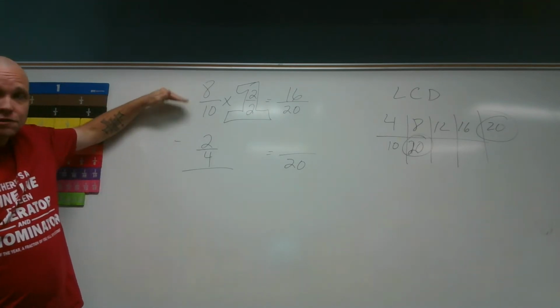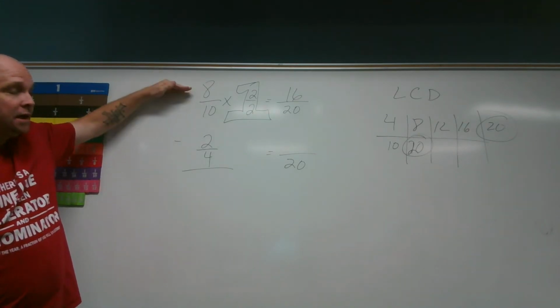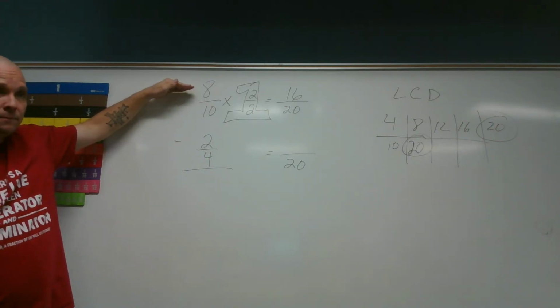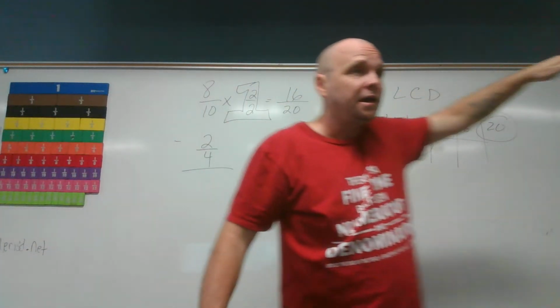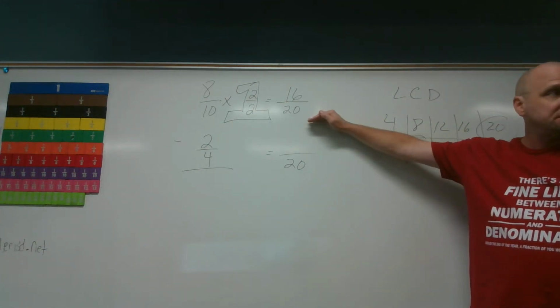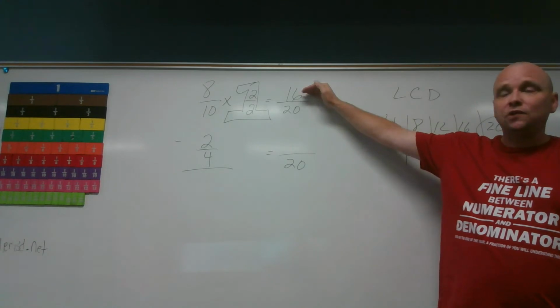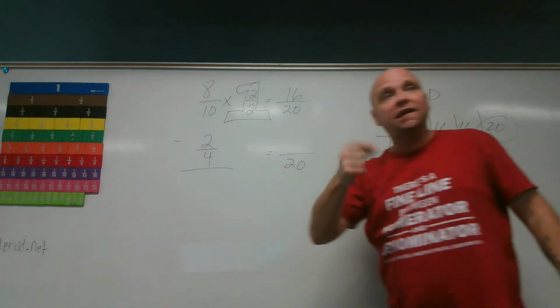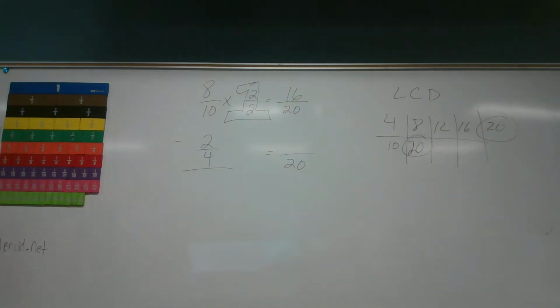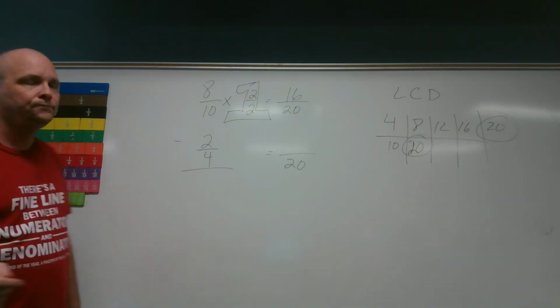If Jacob took a test with 10 questions and got 8 questions right, Jacob gets an 80. If Heaven took a test that had 20 questions and she got 16 questions right, she's going to get an 80. They're the same value. They're written differently, but they have the same value.